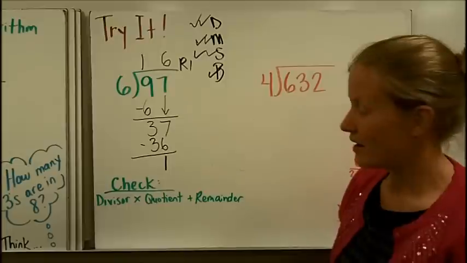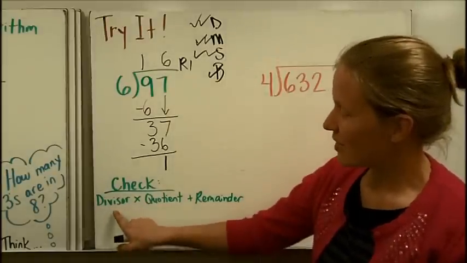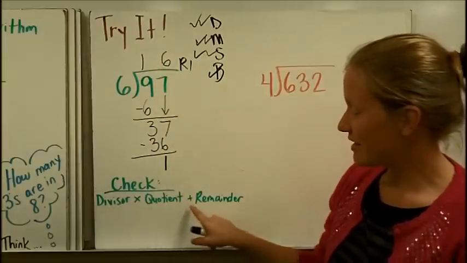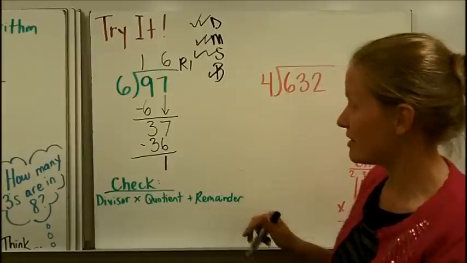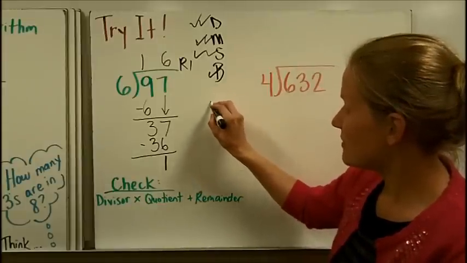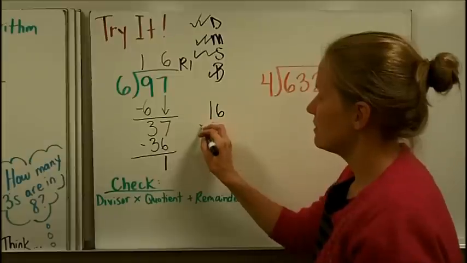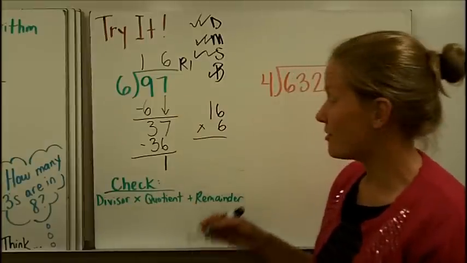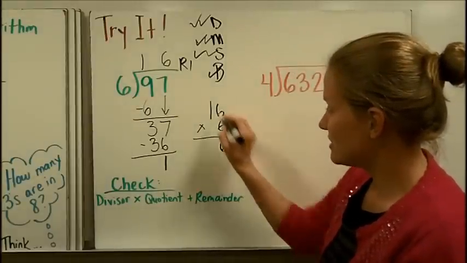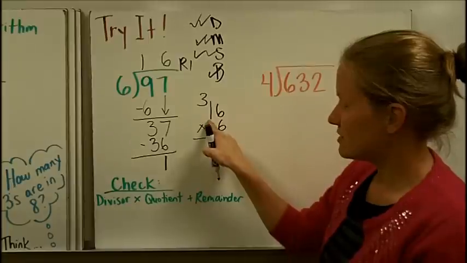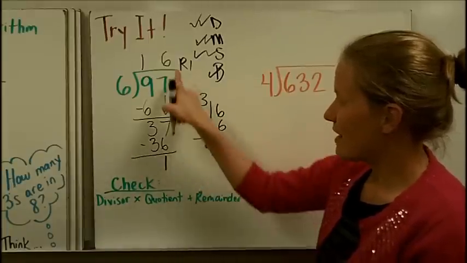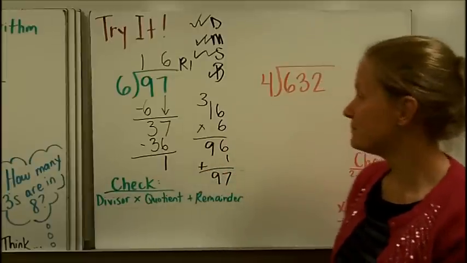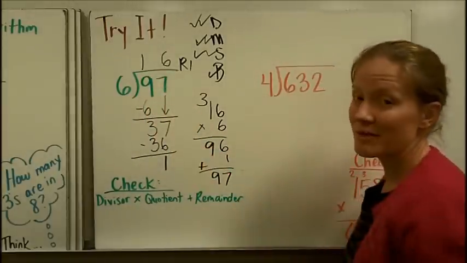So let's check our work. This time we're going to see that I can check it by multiplying my divisor times my quotient, or my answer, and then I'm going to add the remainder to see if I've gotten the right answer. So I'm going to do 16, my answer, times the divisor. Remember, it doesn't matter the order that you do these in, thanks to the commutative property of multiplication. 6 times 6 is 36. 6 times 1 is 6, plus 3 is 9. And then I add that remainder, and I get 97. It works, because I got the same thing that I started with as my dividend.